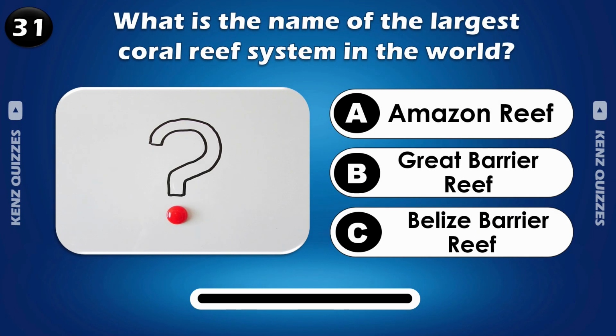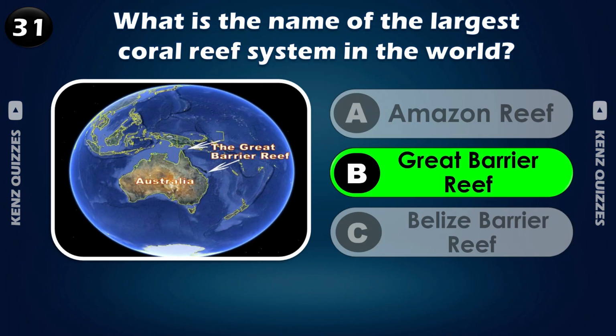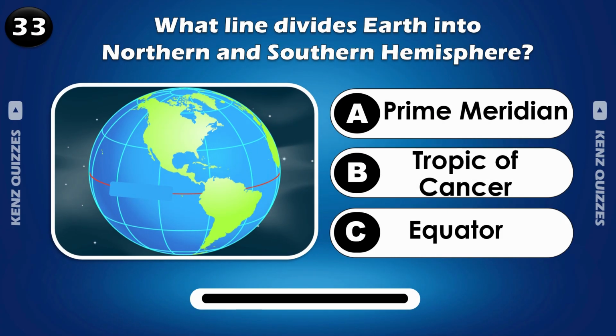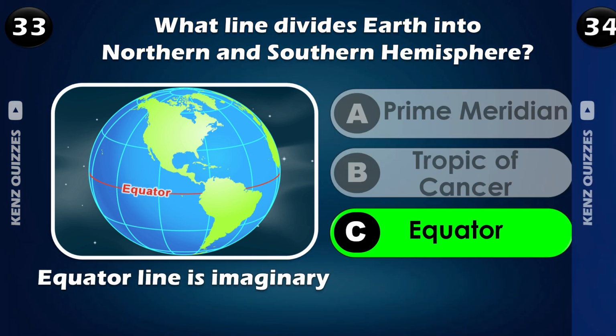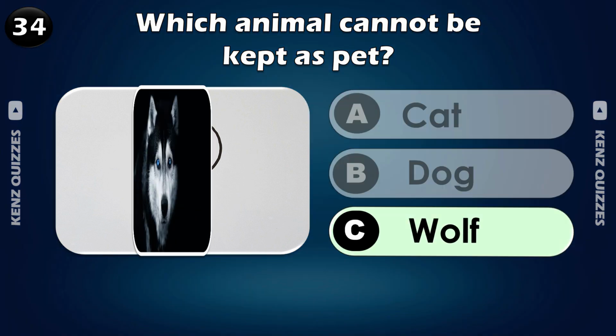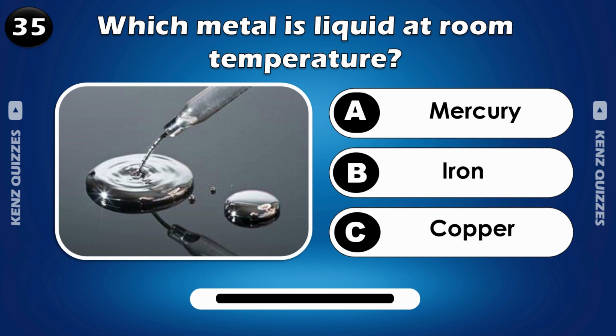Olympus Mons. What is the name of the largest coral reef system in the world? Great Barrier Reef. What is the only fruit that has seeds on the outside? Strawberry. What line divides Earth into northern and southern hemisphere? Equator. Which animal cannot be kept as pet? Wolf. Which metal is liquid at room temperature?